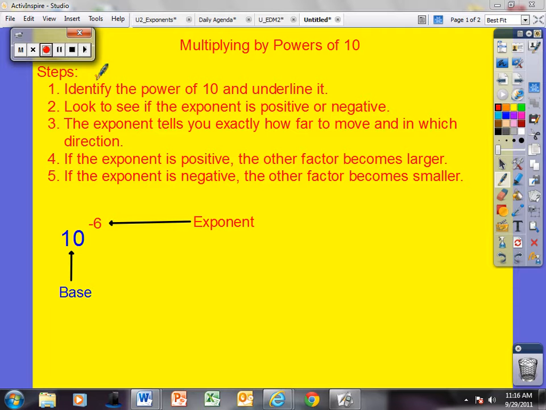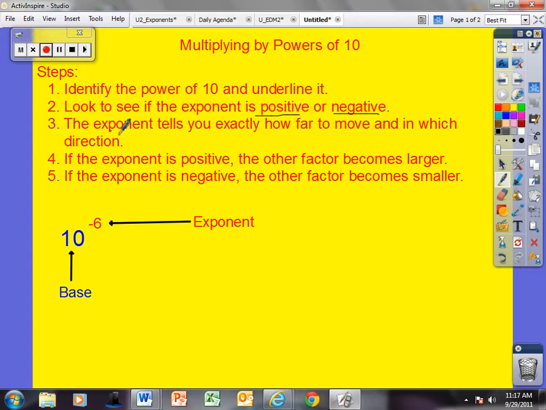Remember the other day in your guided notes, you should have the steps. Remember step 1, identify the power of 10 and underline it. So we're looking for that exponent, and then we're going to underline the exponent. We're also going to look to see if the exponent is either positive or negative. That's going to be a big indicator as to how we move our decimal.